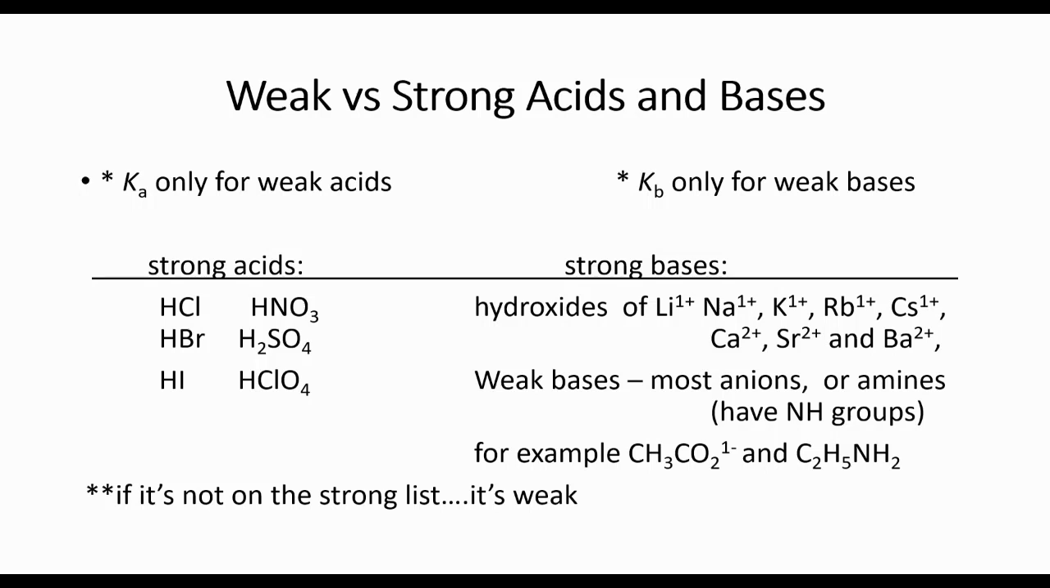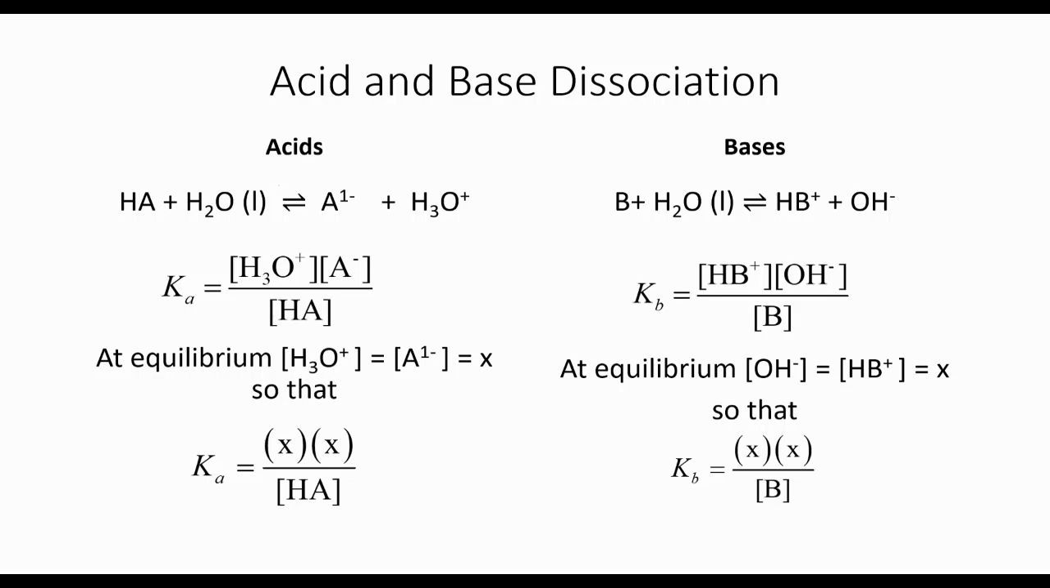Strong bases are your metal hydroxides. Those metals that are listed there with hydroxide would be soluble ionic compounds fully dissociated in water, so these would be your strong bases producing hydroxide. Your weak bases would be any anion other than the 6 that come from the strong acids. But they're also amines, and amines are these organic groups that have nitrogen in them. I have 2 examples there. One is your acetate, and the other is ethylamine. But remember, if it's not on the strong list, it's weak, and move on from there.